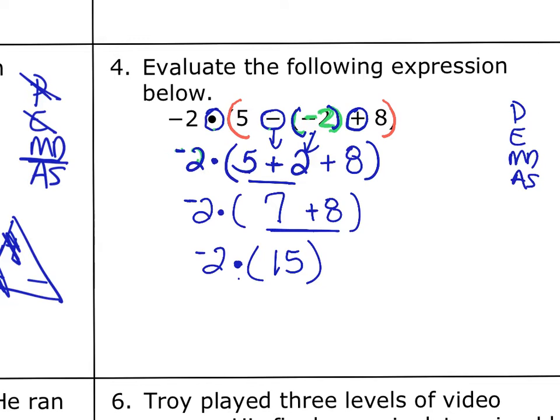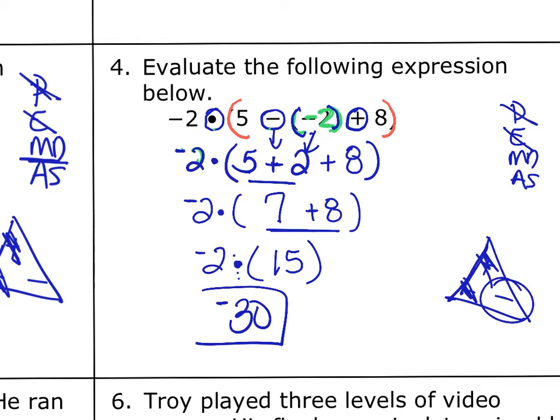And now I'm left with multiplication again. Okay, now I can get to the multiplication because there's nothing else there. I'm multiplying. 15 times 2 is 30. But again, you might want to draw your triangle. My signs are different, so I'm left with negative.